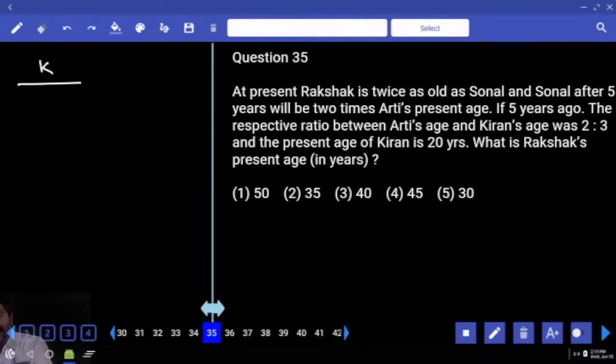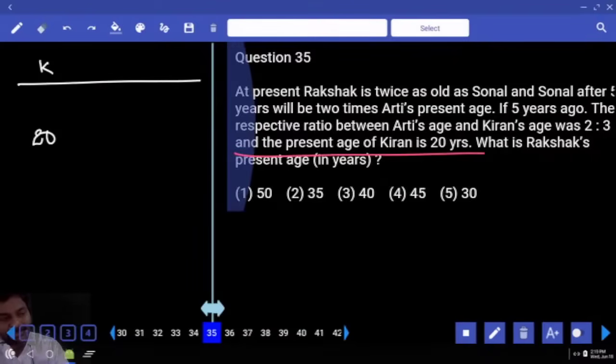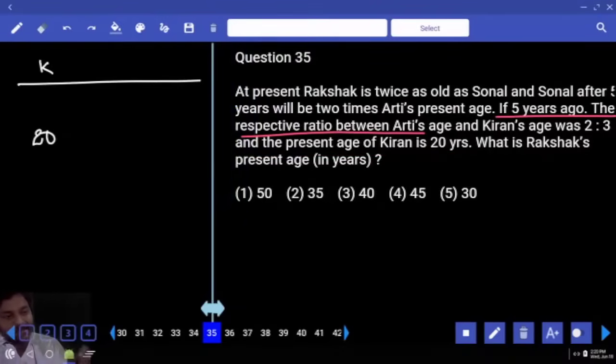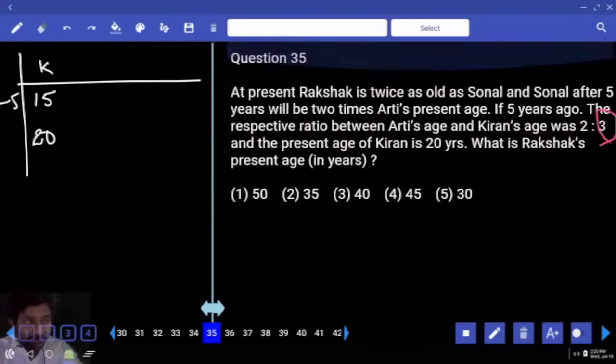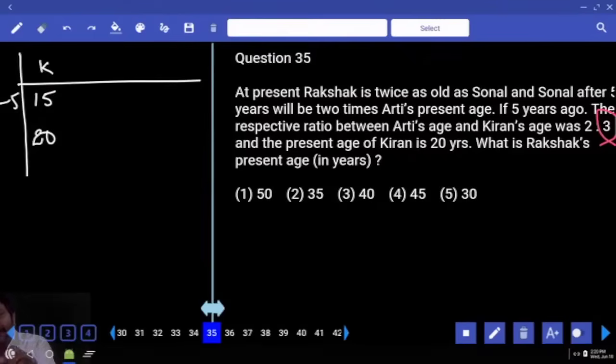Kiran's present age is 20. Got it? The last but one statement: 5 years ago, the ratio between Aarti and Kiran was 2:3. Five years back, Kiran's age was 15 years. From the ratio, Kiran has 3 parts and Aarti's age is 2 parts. Then Aarti's age was 10, so Aarti's present age is 15.